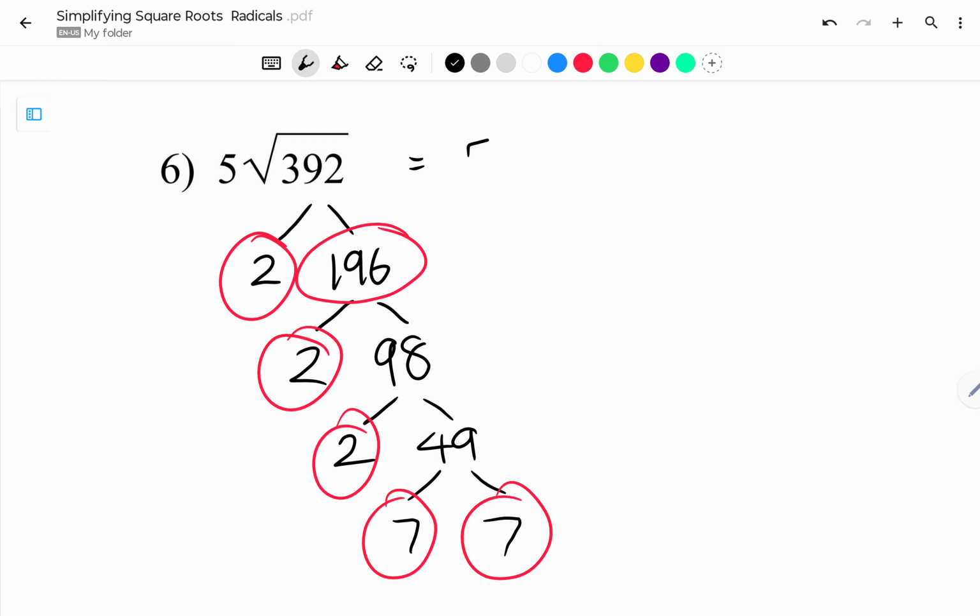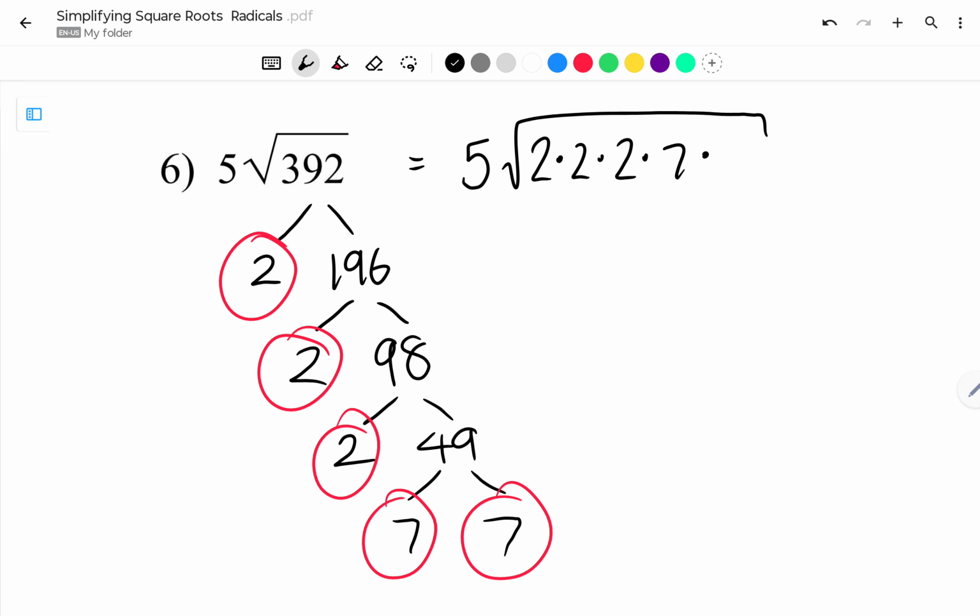There's going to be 5. I'm still using the 5. And then square root all of these numbers, the circled ones. So it's going to be 2 times 2 times 2 times 7 times 7. So we're only going to put them in pairs, okay? So I see 3 2s. So one of the 2s is going to be left out. That's fine. And then I see 2 7s. Does that make sense?